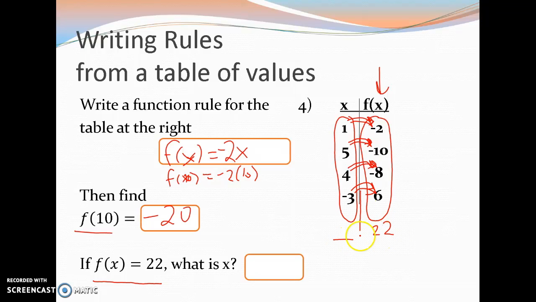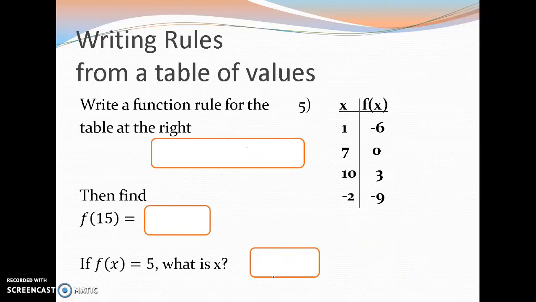Then if f of x is 22, that means we get a 22 over here. We want to figure out what x has to be so that 22 comes out. What is x? So in other words, the f of x here is 22, and that equals negative 2 times x. Now we want to figure out what x is. We're going to have to undo multiplying by negative 2 by dividing by negative 2. So the negative 2's will cancel, and we'll have that x equals 22 divided by negative 2, which is negative 11.